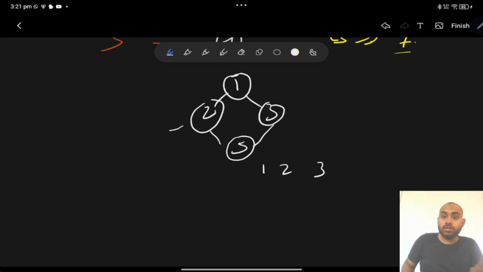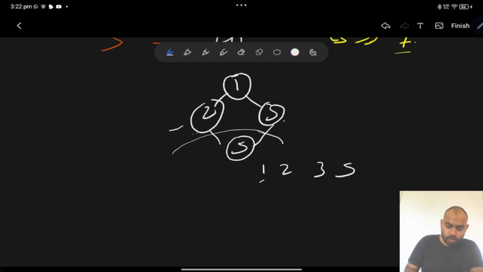Now we'll traverse the further graph. How do we traverse it? We traversed 1, and 2 and 3 are its neighbors. Now we'll traverse the further graph by traversing the neighbors of the already selected nodes, that is 2 and 3, in the same order: 2 first and then 3. So we traverse the neighbors of 2, that is 5.